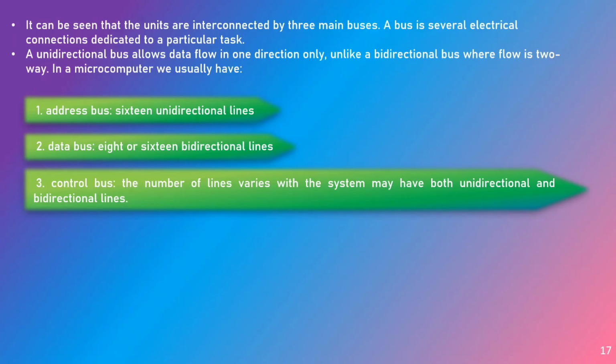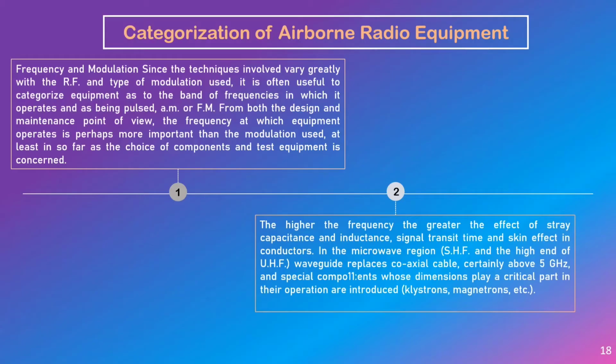It can be seen that the units are interconnected by three main buses. A bus is a set of electrical connections dedicated to a particular task. A unidirectional bus allows data to flow in one direction only, unlike the bidirectional bus where the flow is two-way. In a microcomputer, we usually have an address bus of 16 unidirectional lines, a data bus of 8 or 16 bidirectional lines, and a control bus, where the number of lines varies with the system and may include both unidirectional and bidirectional lines.